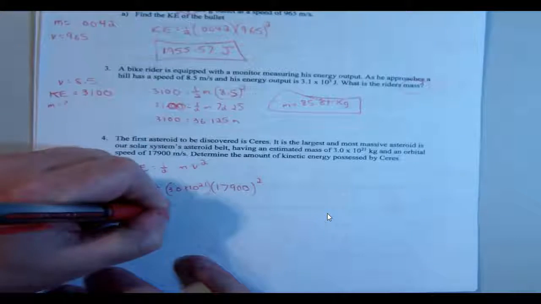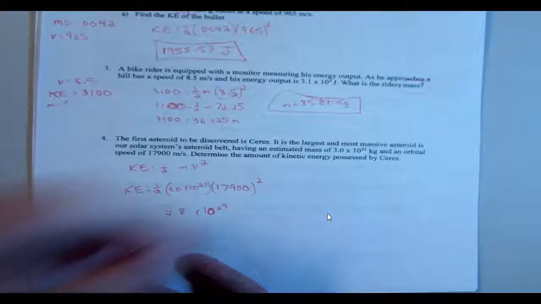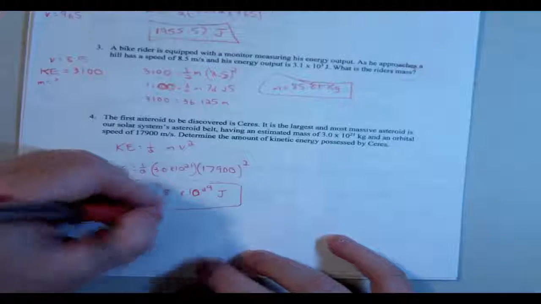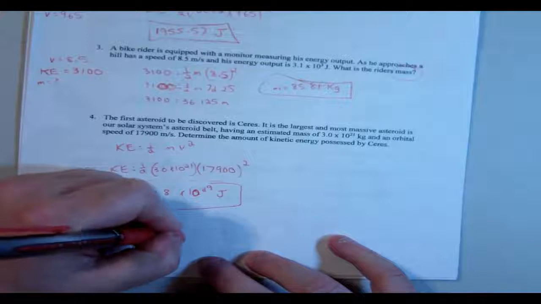So, determine the amount of kinetic energy possessed by Ceres. You punch that in, so you should get 4.8 times 10 to the 29, I believe. And then we know it's joules because it's energy. So that's a lot of energy. Let's put that in perspective. Let me look something up real quick. Hold up. Okay, so I looked it up.